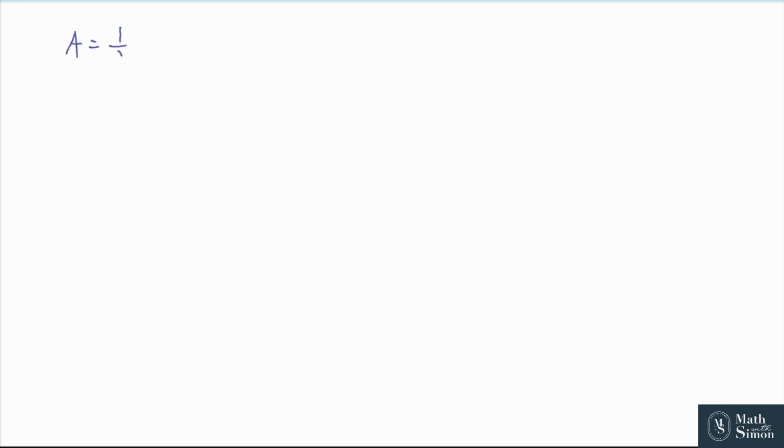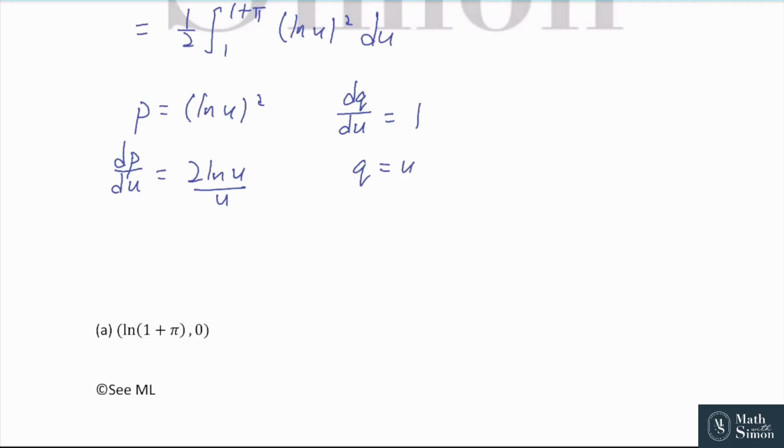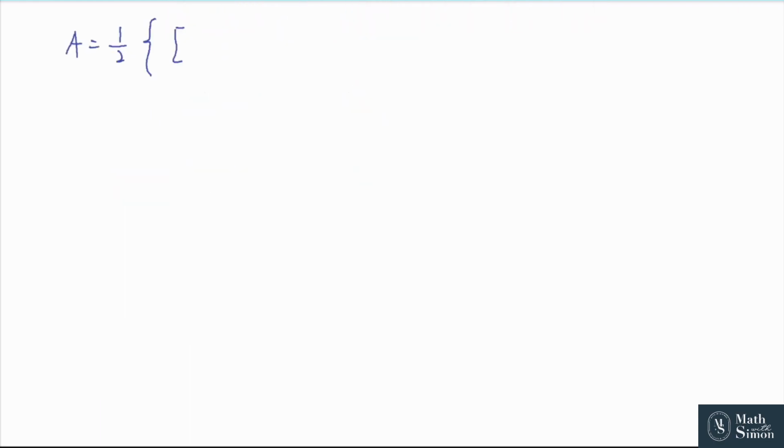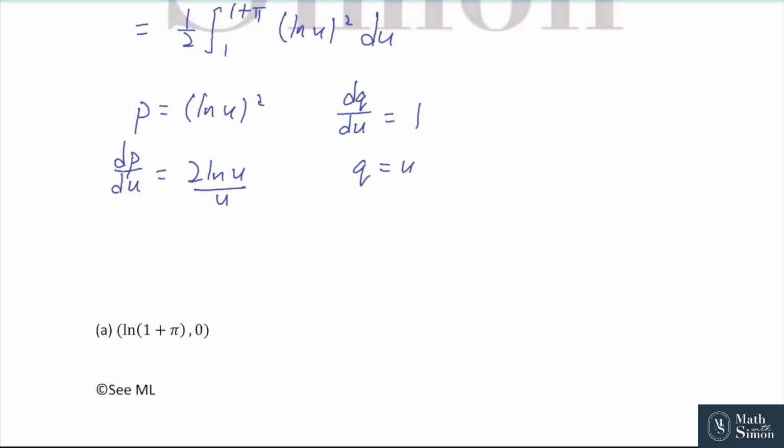So this area is half, and then we will see the first one is uv that we need to evaluate. The uv here is like our pq, p times q, so we get u times (ln u) the whole thing squared, to be evaluated at 1 and 1 plus pi, minus the integration from 1 to 1 plus pi of v du/dx, so usually it is multiplied together. So basically we are integrating 2 ln u over u times u.